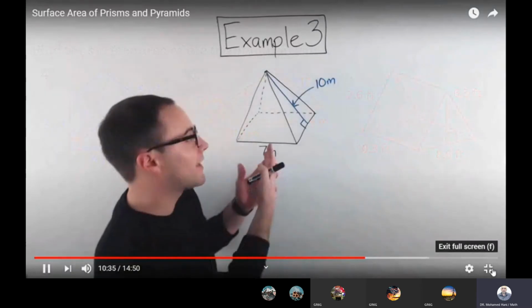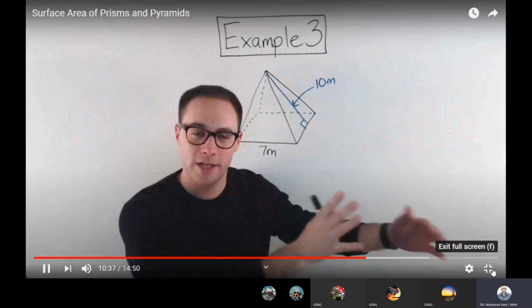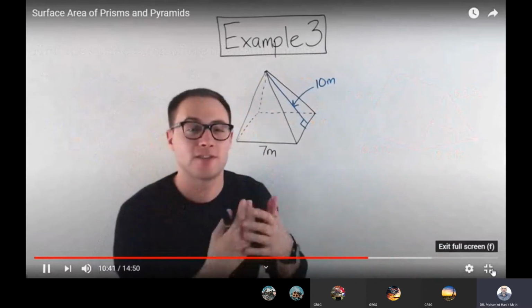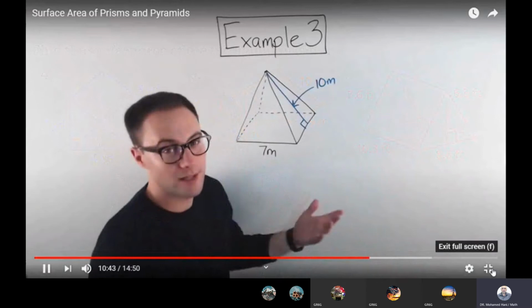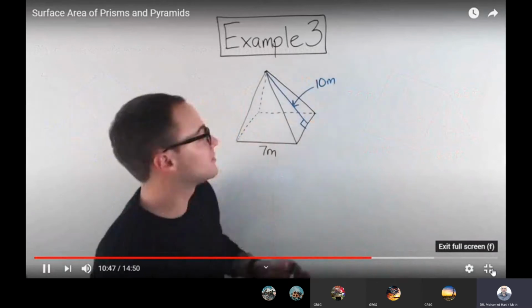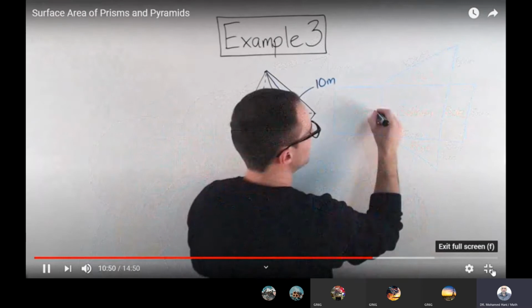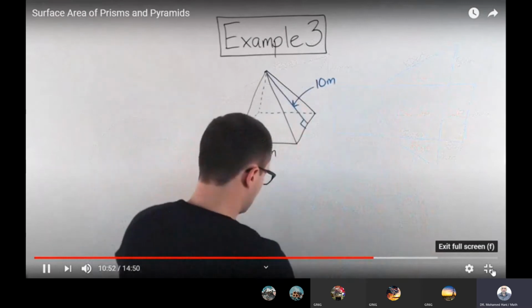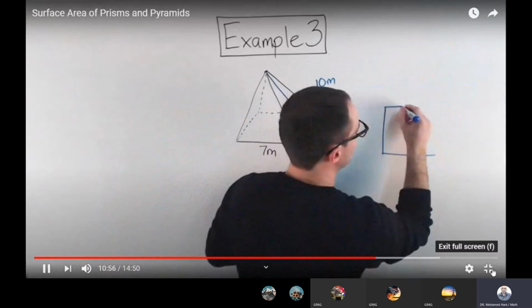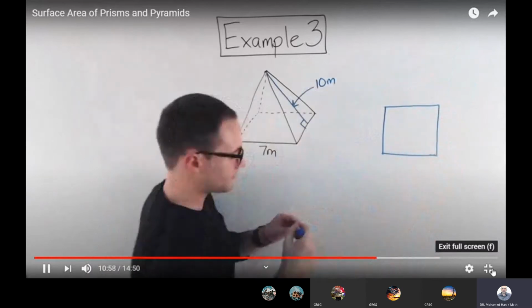Example 3, we have a square pyramid. We've already done a couple prisms. Now let's move on to pyramids. Same thing, find the surface area. Let's make a net. So first thing, it's a square pyramid, so my base is a square. That's going to be simple. There's my square.